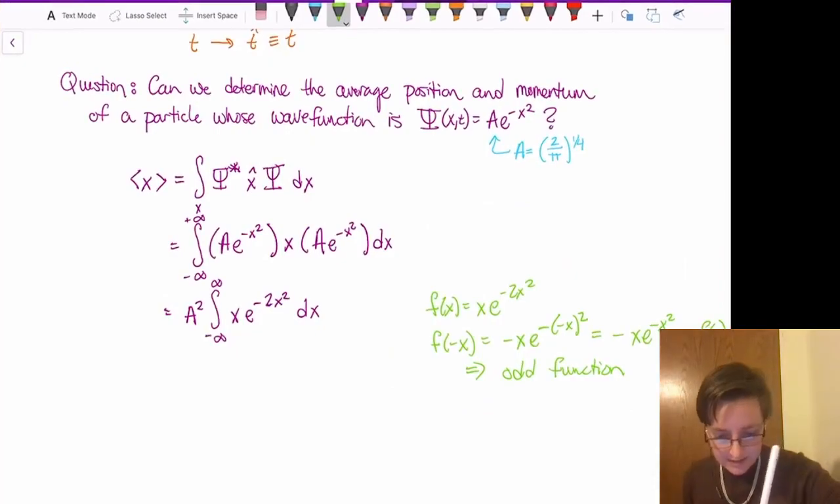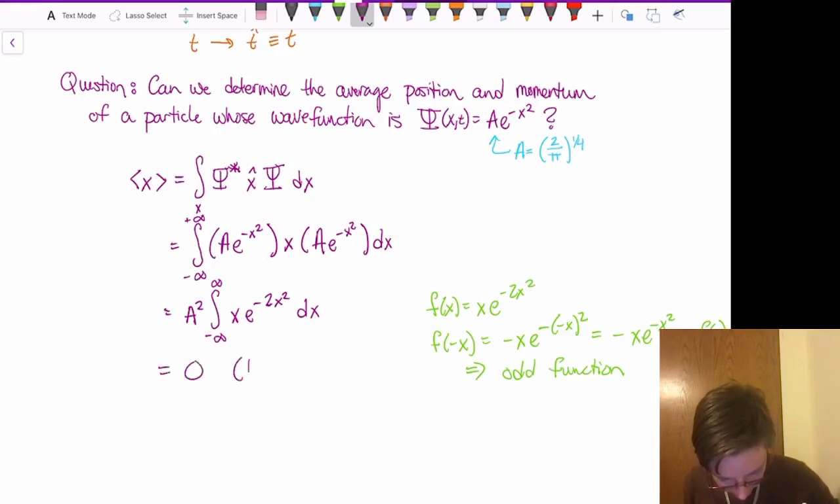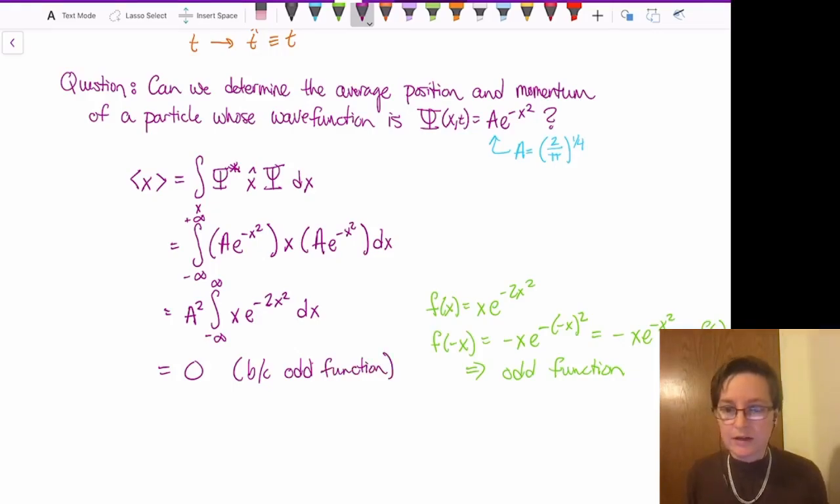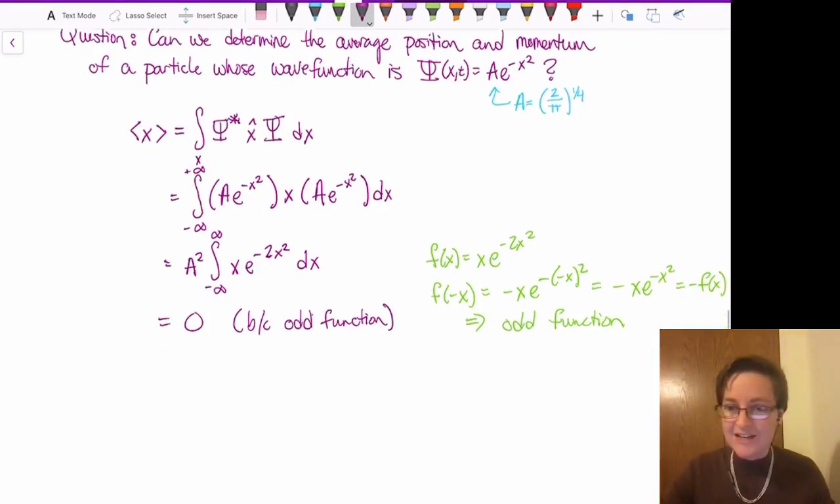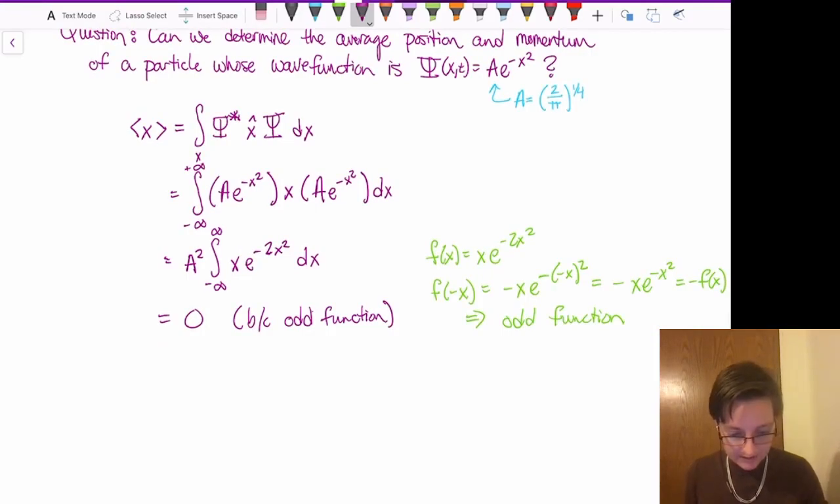And so taking a few seconds to look at this was really helpful for us because we just avoided doing an integral. And if there's one thing that I love, it's avoiding doing integrals. So here is our function.